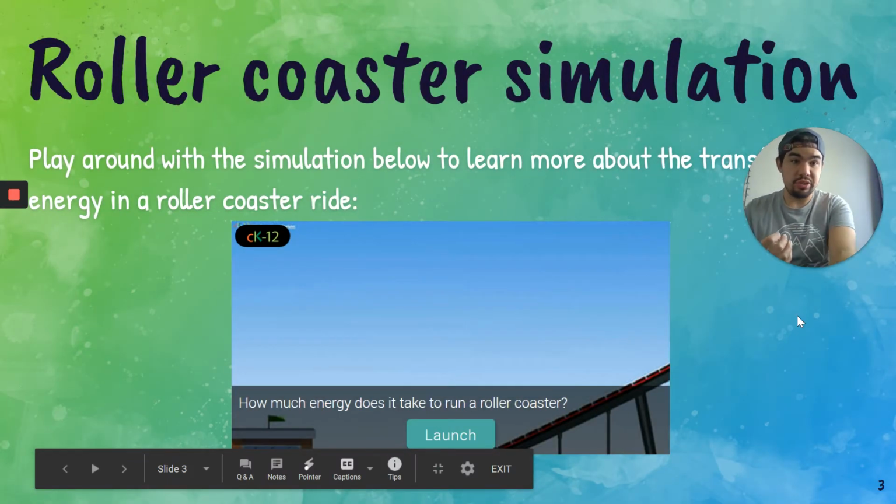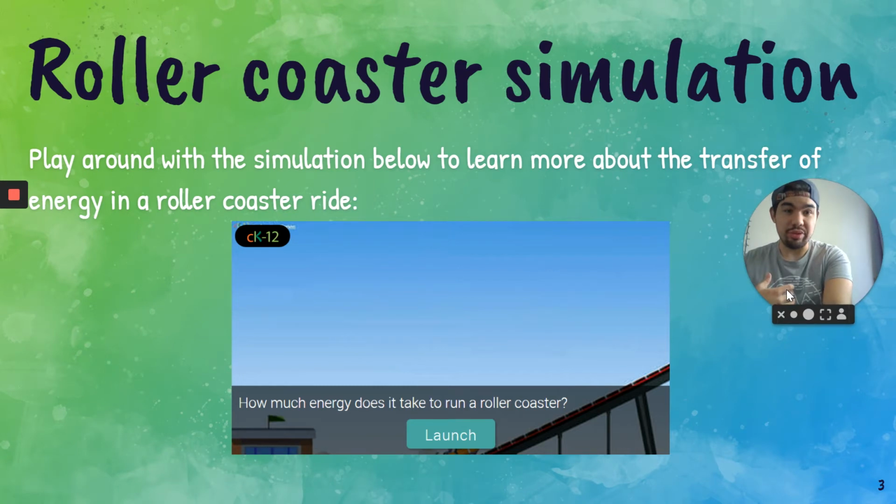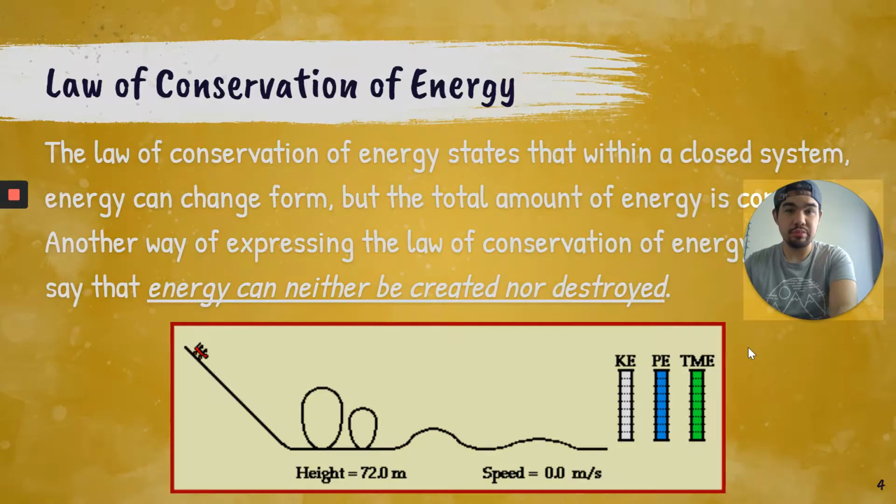All right, so just to go a little more with this concept of energy transformations within a roller coaster, there is a little simulation here that I suggest playing around with first before you get into the lesson, just because it gives you more of an interactive way to understand what we're talking about. So I'll let you guys do that on your own.